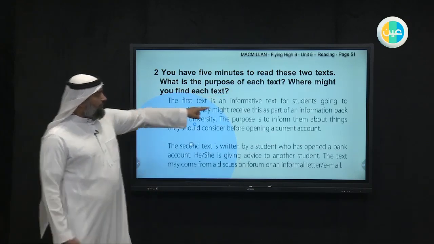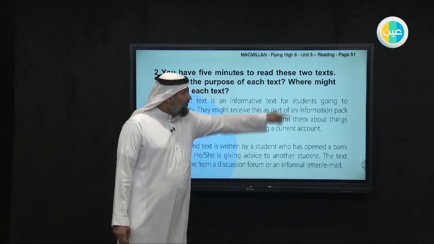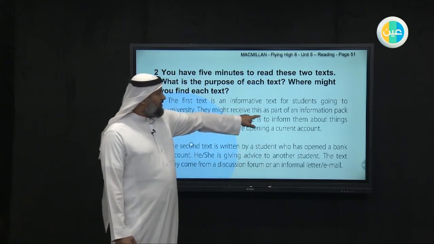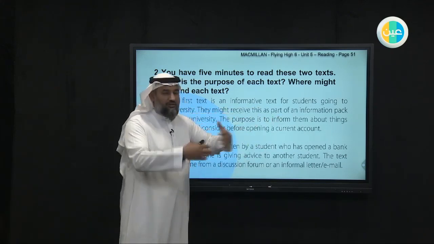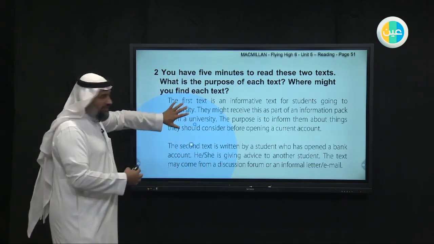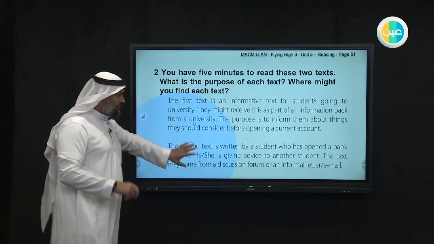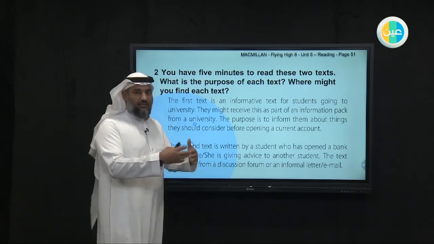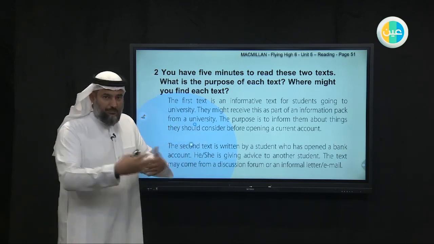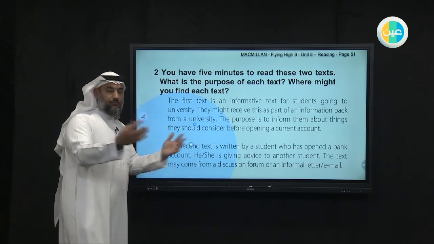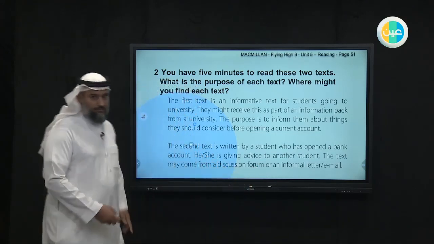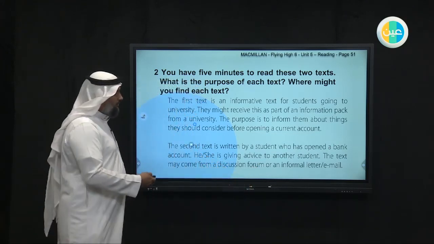Now, the first text information is a text for students going to the university. They might receive this from the university to tell them about the banks that they are going to open. So that's a letter from the university. It might be a letter from the university. But this one, it's kind of a letter from a person who tells him where to go, what to do. It's a kind of private letter, or from a forum. Forum. Discussion. Okay?